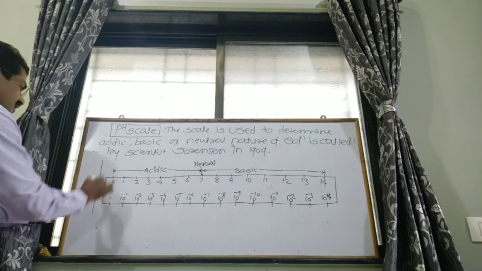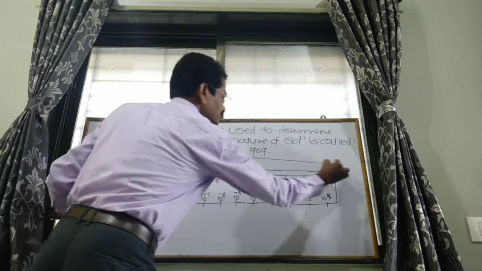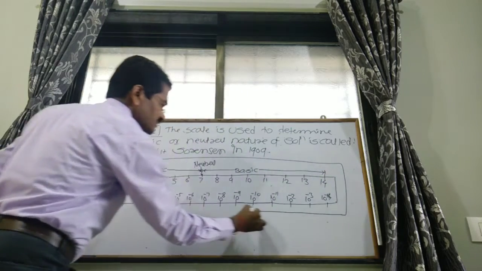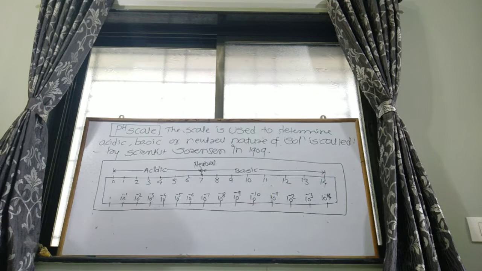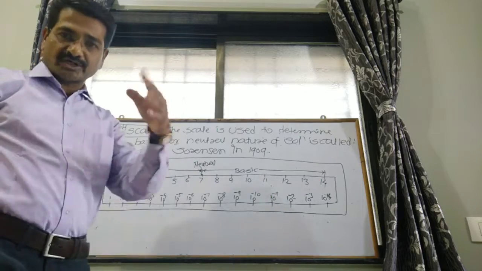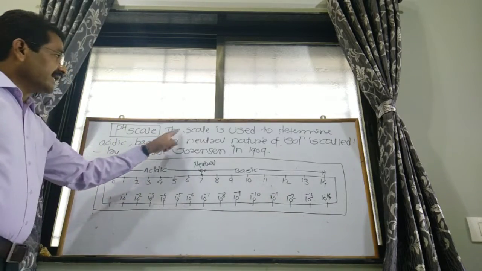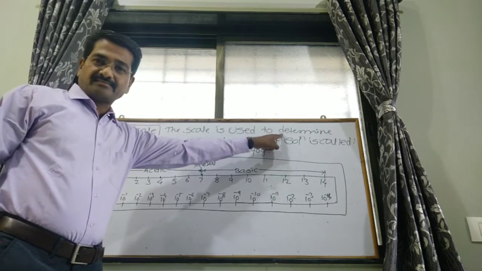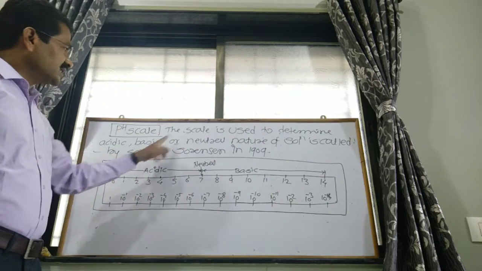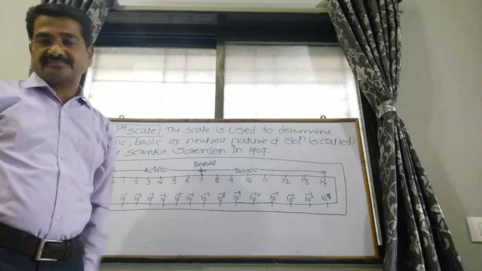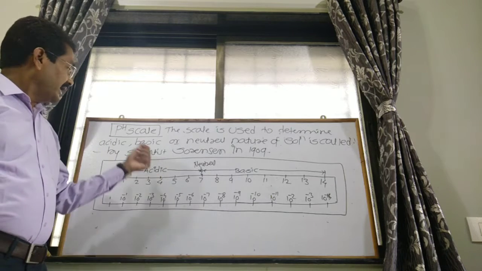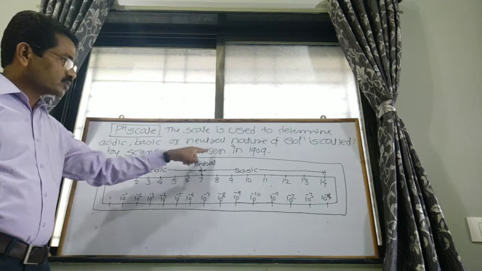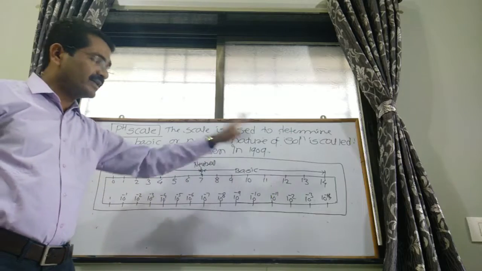This is the pH scale. Likewise this pH scale. The scale is used to determine the acidic, basic or neutral nature of a solution. It's called the pH scale. This scale was introduced by Sorensen in 1909.